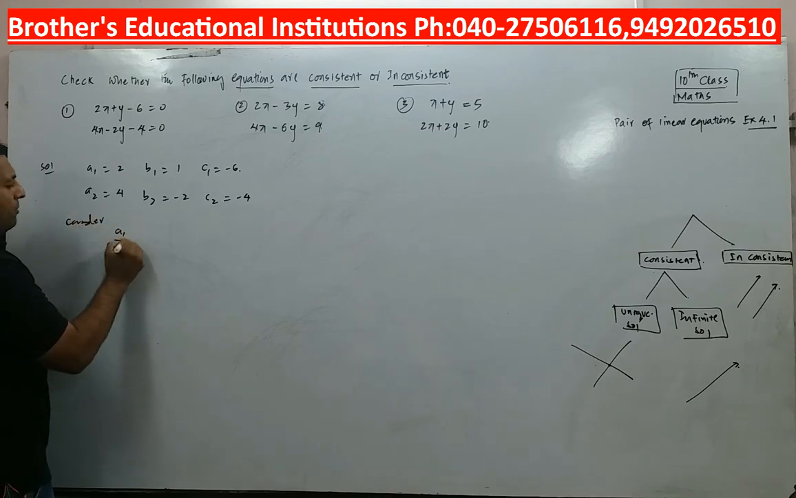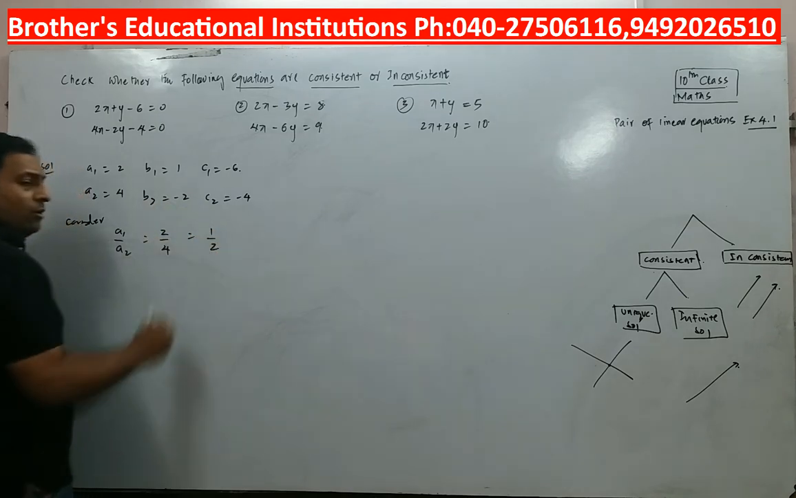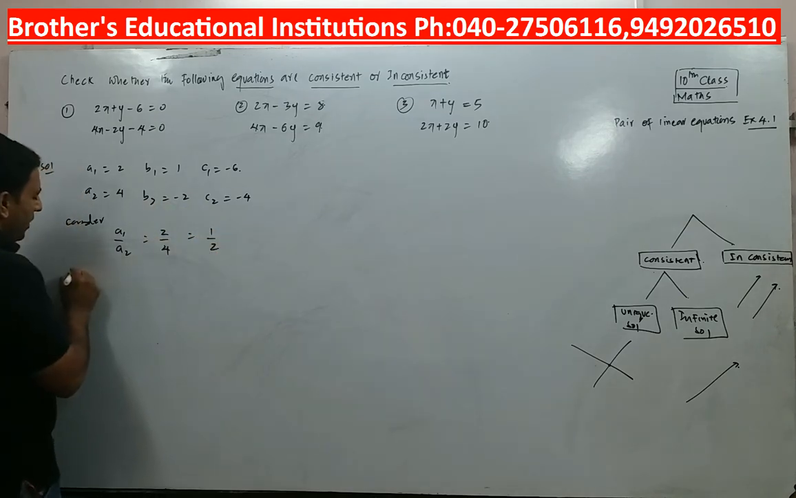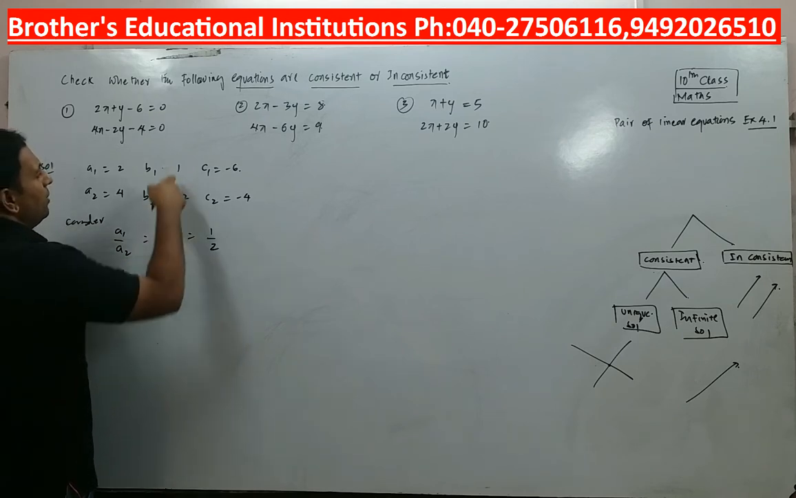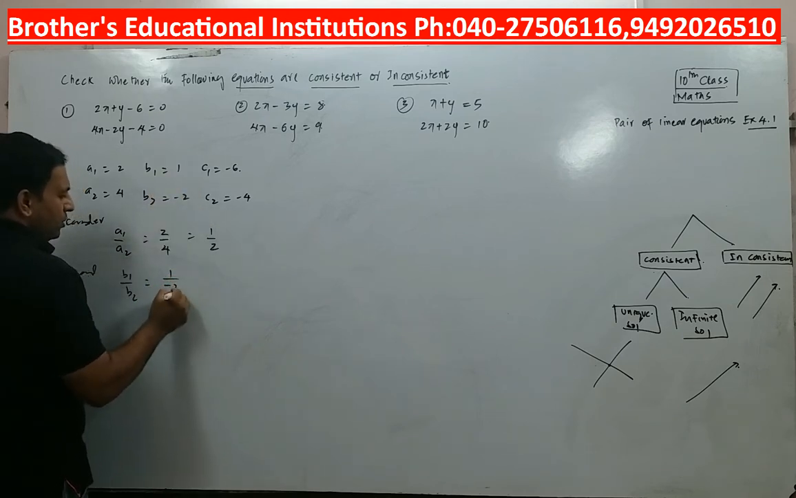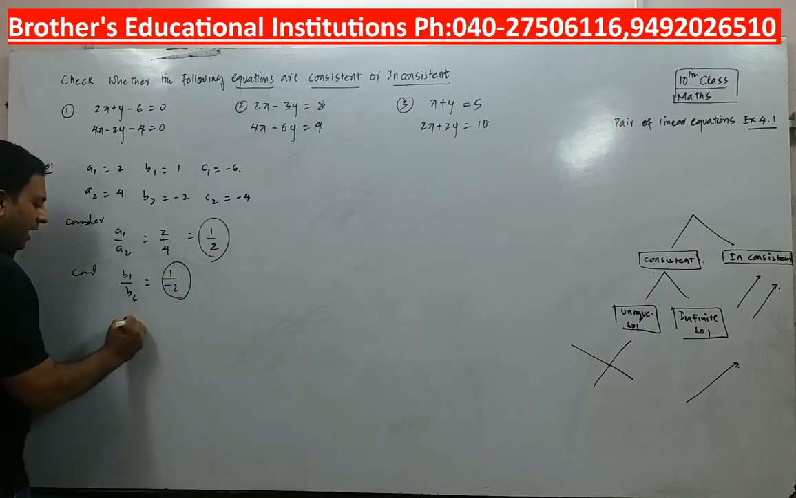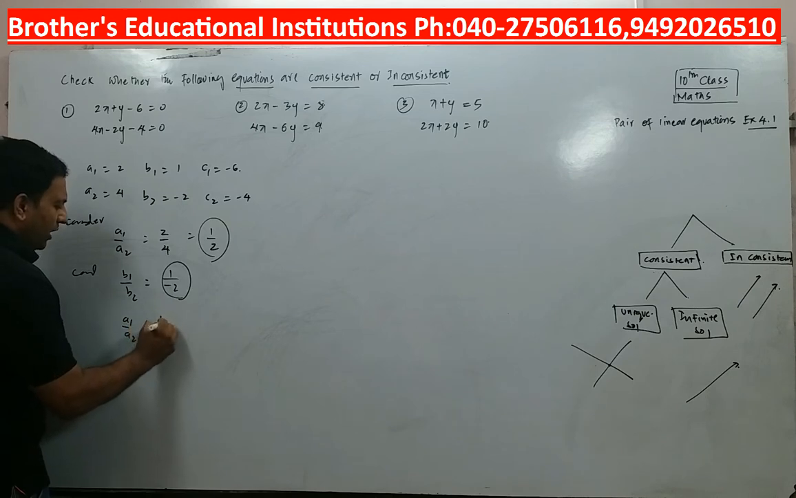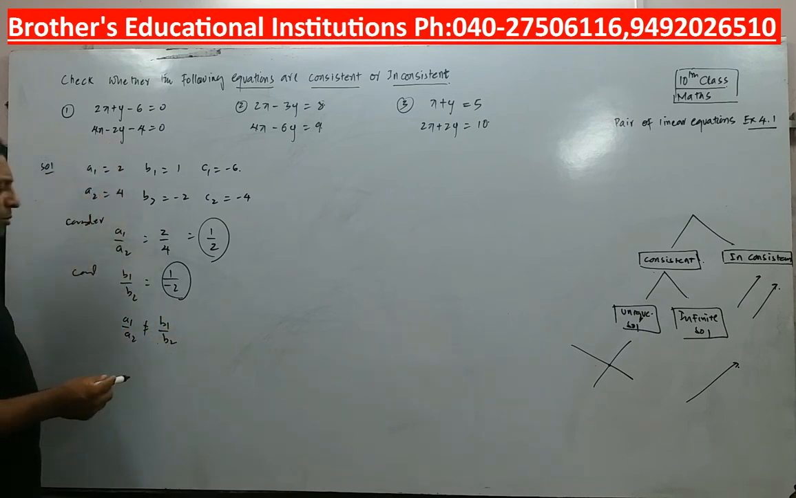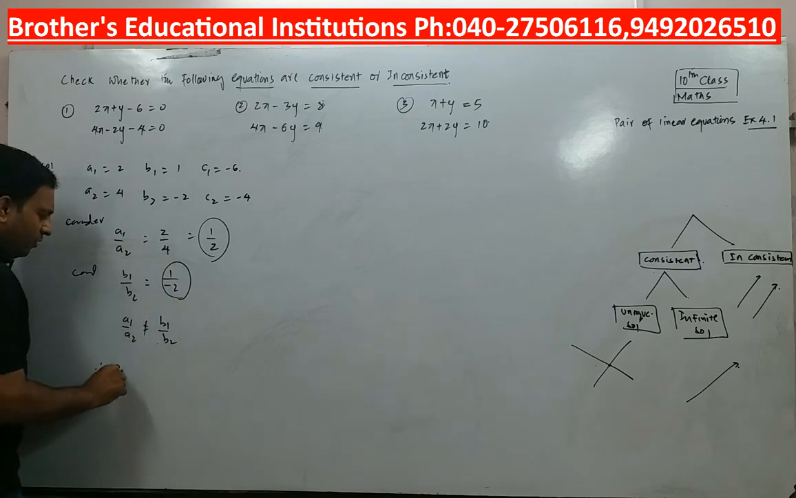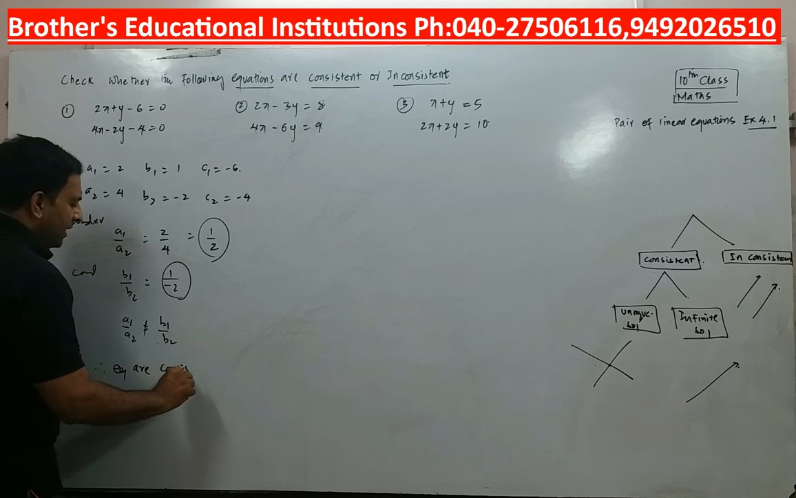a1 by a2, 2 by 4. What is 2 by 4 when you simplify? 1 by 2. Now you consider b1 by b2. What is b1 by b2? It is 1 divided by minus 2. Now minus 1 by 2 and plus 1 by 2, are they equal? a1 by a2 is not equal to b1 by b2. Once you say that a1 by a2 is not equal to b1 by b2, what will you say? Therefore, equations are consistent.